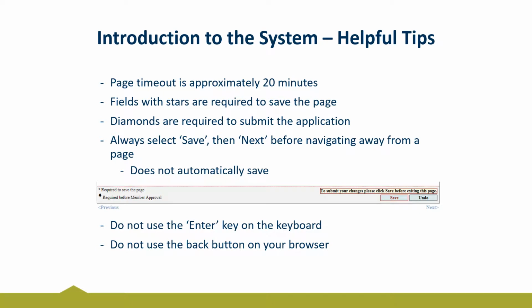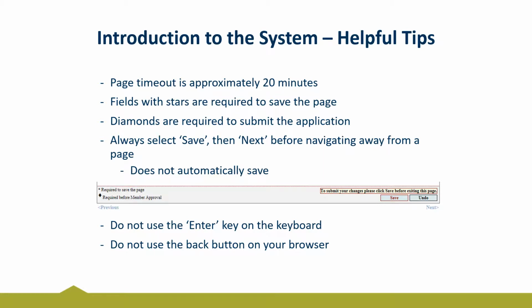This slide covers a few items that are important to know to approve the application. First, the page will time out after approximately 20 minutes. Be sure you're able to complete each activity before stepping away. You will lose the information on the screen if you don't. There will be input fields marked with stars and diamonds as you are filling out the application. Star or asterisk fields are required before you can save the page. The inputs marked with diamonds must be completed before you can submit the application.